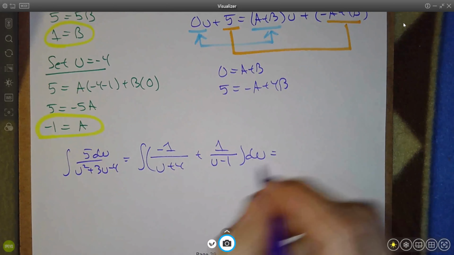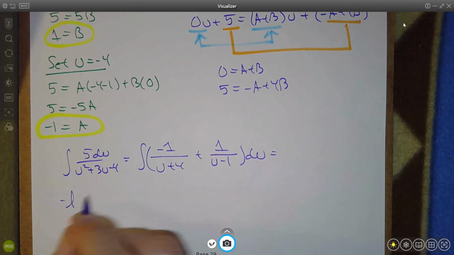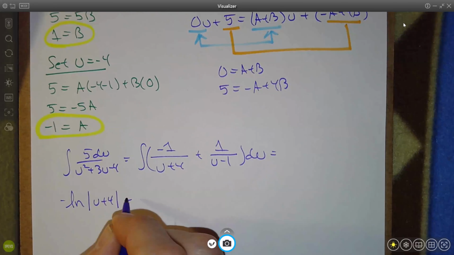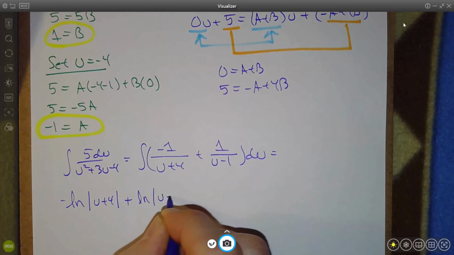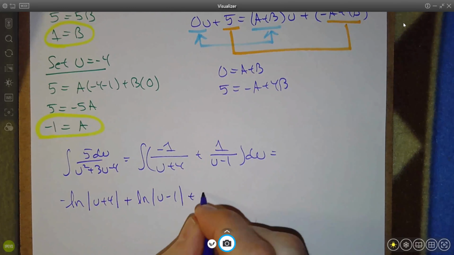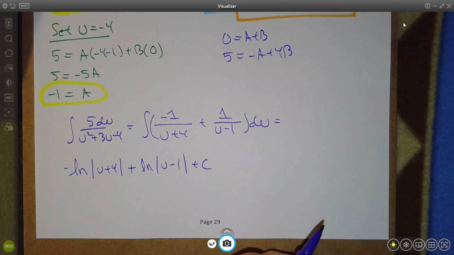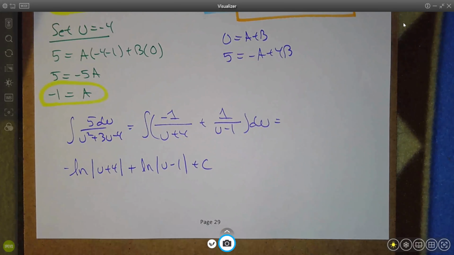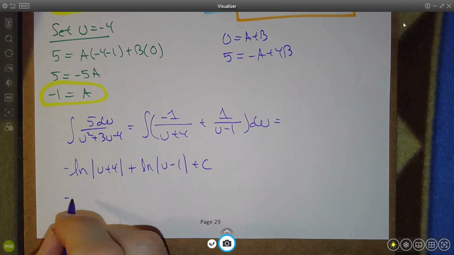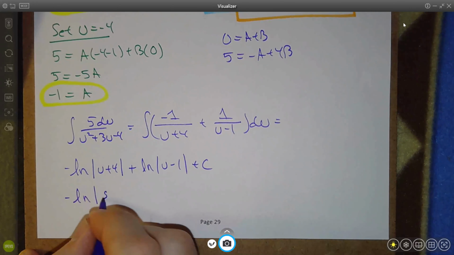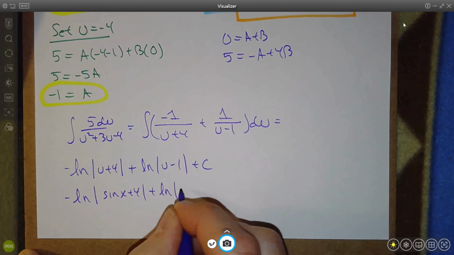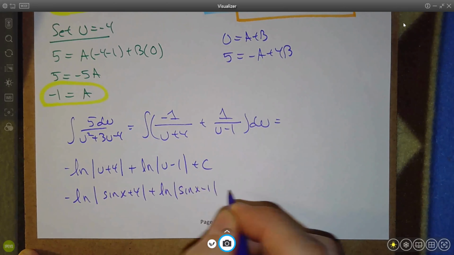In any case, that becomes negative the natural log of u plus 4 plus a natural log of u minus 1 plus our constant. But wait, there's more. We're not quite done because we got to go back and realize that u originally was taking the place of sine of x. So this is minus ln of sine of x plus 4 plus the ln of the sine of x minus 1 plus c.